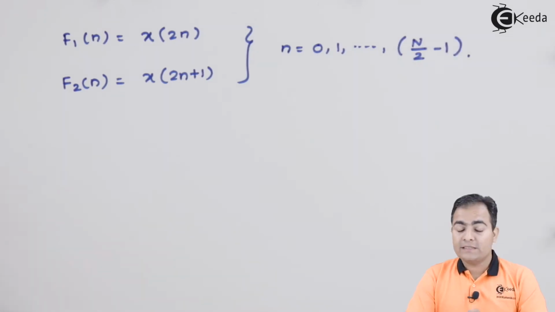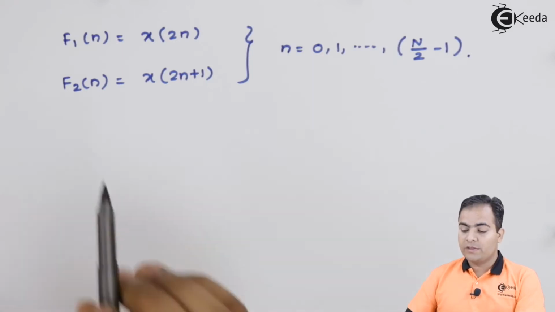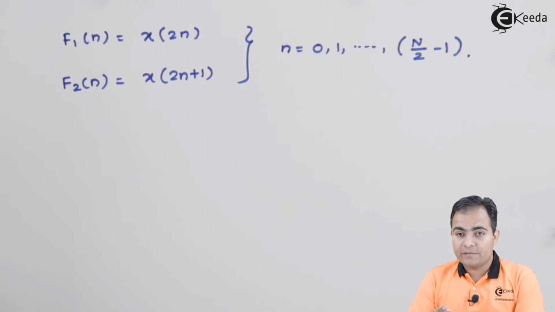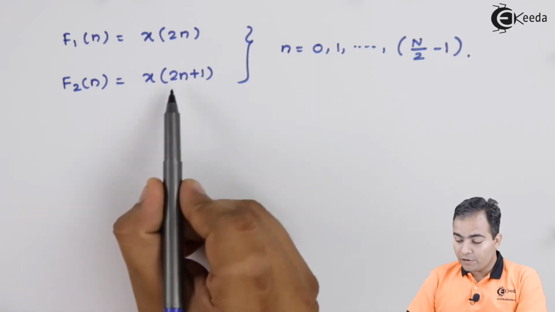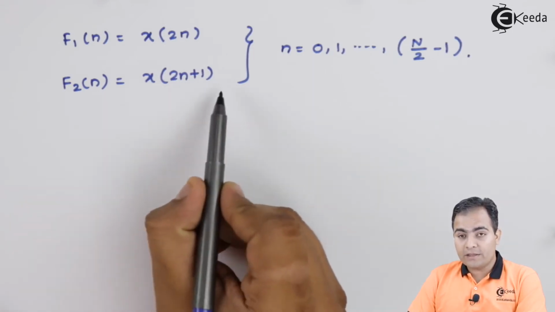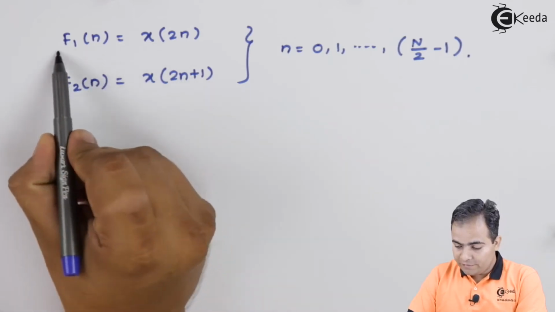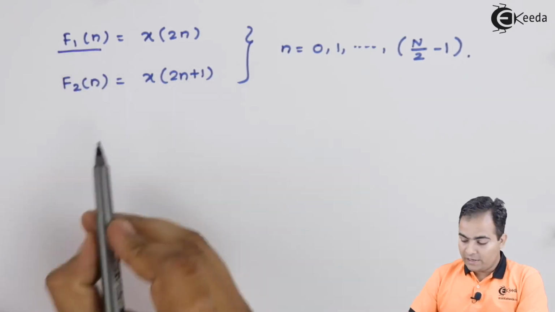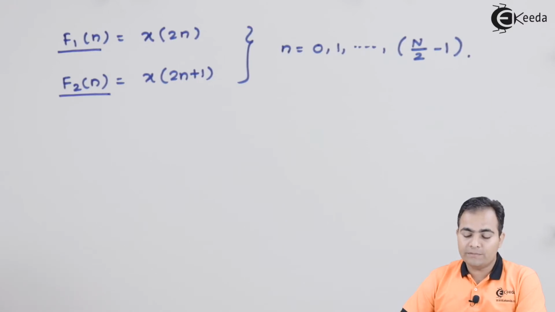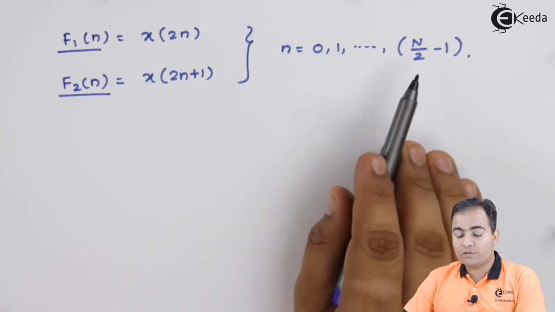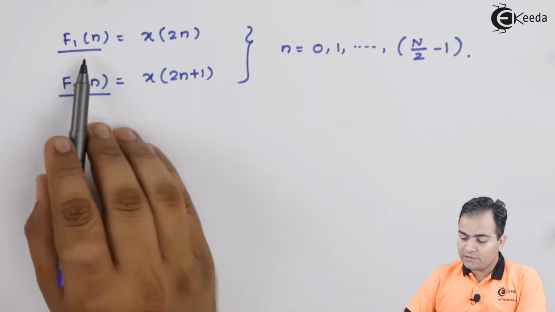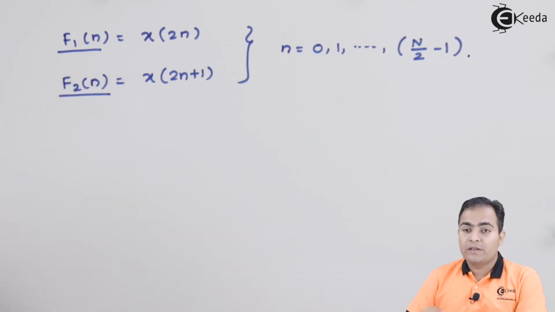Now, as I discussed, our function is divided into two parts, even part and odd part. If we want to write the even part, we always multiply n by 2. And if we want the odd part, we always add 1 to 2n. So my f1 function is for even samples, and f2 of n is for odd samples. And as I said, my sample values start from 0 and the last limit is always n by 2 minus 1, which is the same for even as well as odd. Now I'm going to write the definition of DFT.